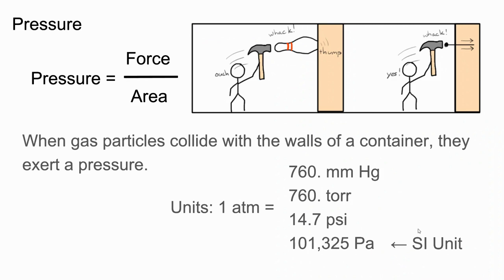If you imagine a balloon, the gas particles hitting the sides of that balloon are what is giving the balloon its pressure. Or think of your tire on your car. The gas particles are exerting a pressure on the tire wall. The more collisions, the higher the pressure. Okay? And then we have some units.